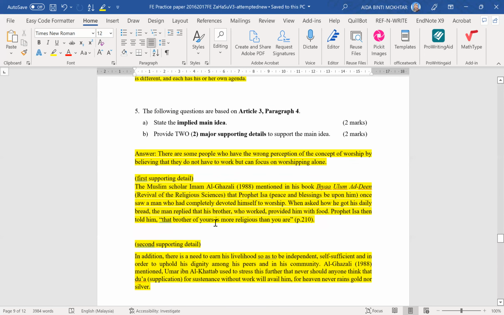Okay. Now this is basically talking about the implied. Question 5, implied main idea. So what was implied? What can we infer? What can we guess? What can we interpret from the main idea?